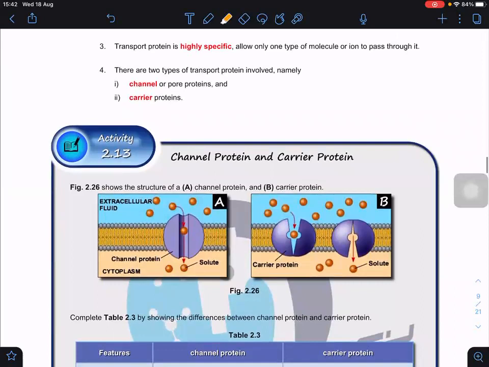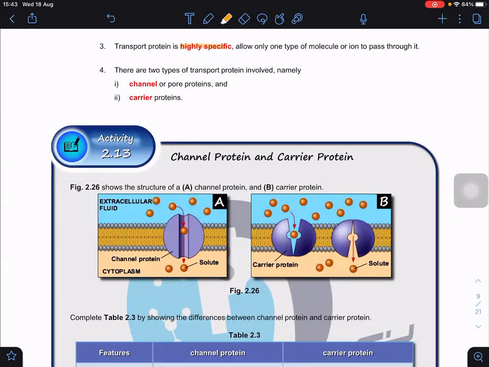And we do know that transport proteins are highly specific. That means they don't share. They are highly specific. It's something like our key, right? The door key. We don't share the key. I don't use my key to open your door. Similar in concept here, they are highly specific.